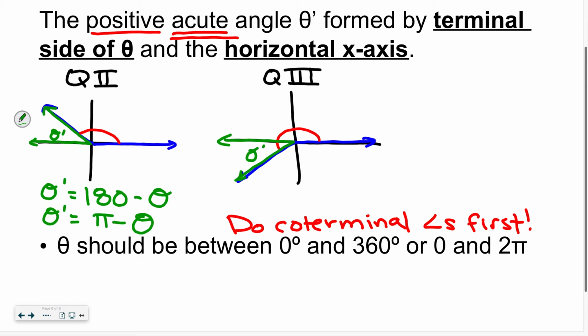In quadrant 2, I think about the two angles making 180 degrees. In quadrant 3, I think about that reference angle as the overflow. I've gone beyond 180. So then I just have to switch my rule around. Theta prime is theta minus 180, or theta minus pi.